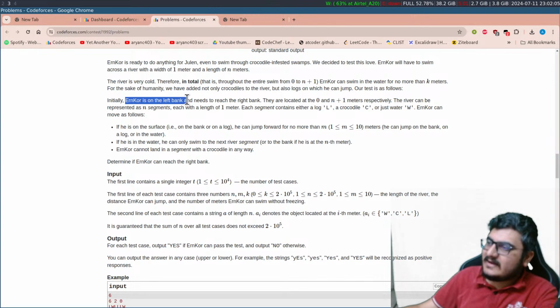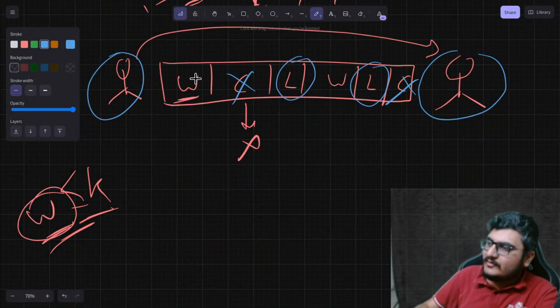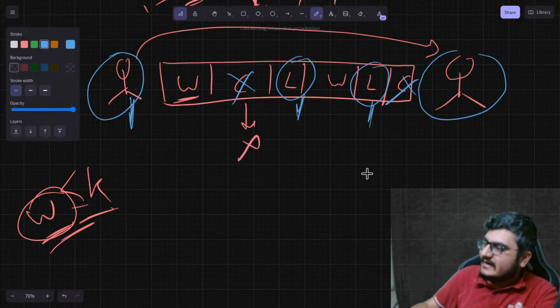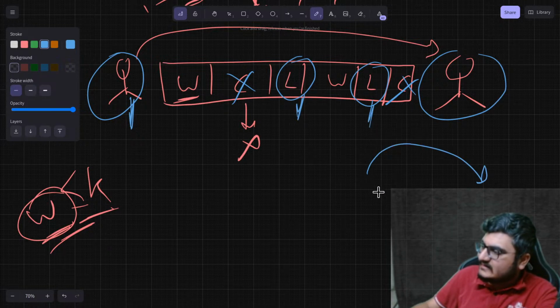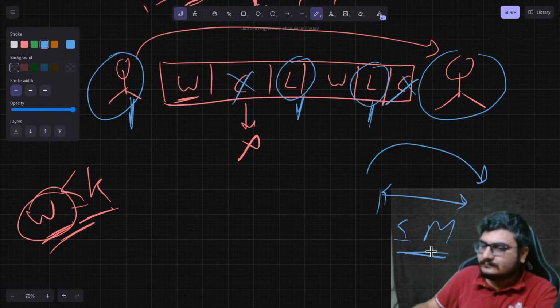Initially, E is on the left bank and needs to reach the right bank. They are located at 0 and n plus 1 meters respectively. The river can be represented as n segments, each of length 1 meter. Each segment contains either a log L, crocodile C, or water W. E can move as follows. If he is on the surface, that is the bank or a log, he can jump forward for no more than m meters. So in one go, if he is here, or on a log, he can make a direct jump somewhere, but that distance should be less than or equal to m.